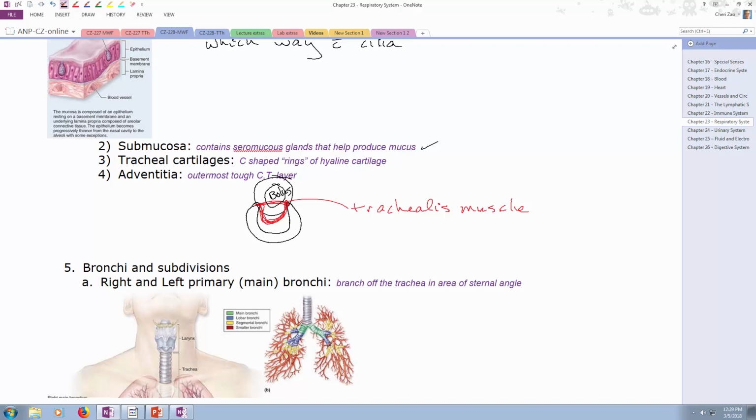So the trachealis muscle, and then also the cartilaginous rings, or cartilage, are connected to each other superiorly or inferiorly by elastic CT. So as you take a look at the trachea, you can easily see the cartilaginous C-shaped rings on the trachea, but there's also a connection between each tracheal cartilage, and that material is actually elastic connective tissue.